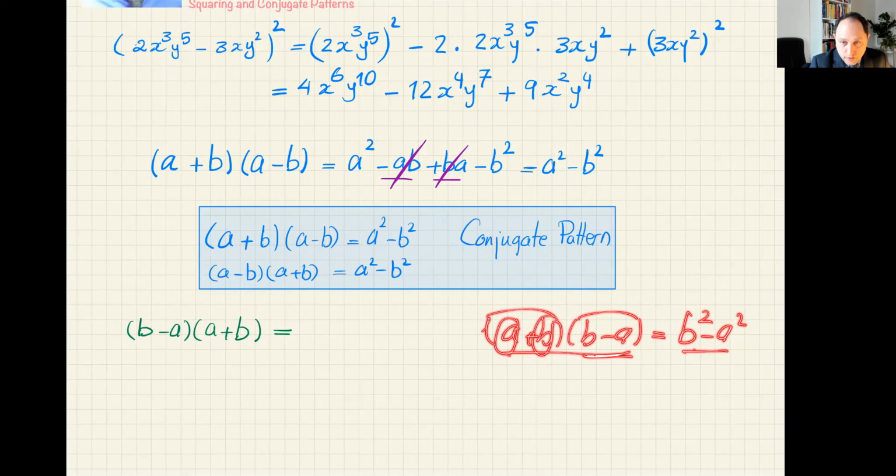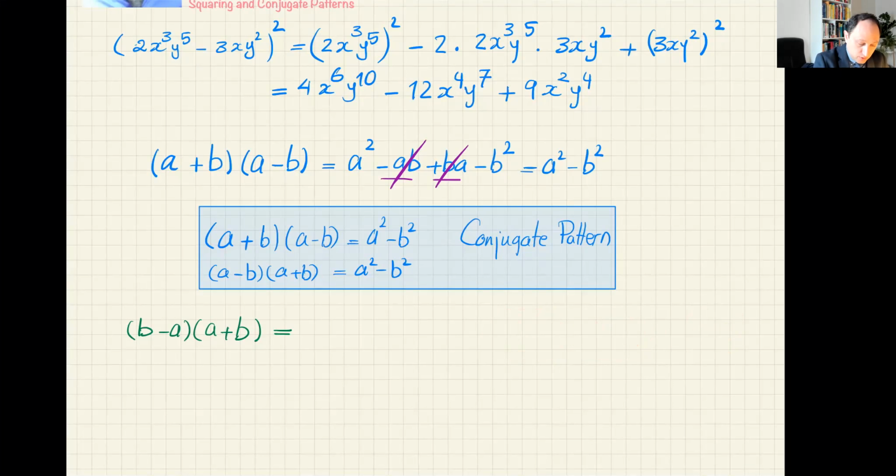But which one is the first one? Which one is the second one? I look at the pair of brackets, including the negative sign. If B is the first one there, I need to write B squared first and then A squared. Is that clear? Yes, I understand now. Okay, so that's good. So let me write this here. The answer is B squared minus A squared.